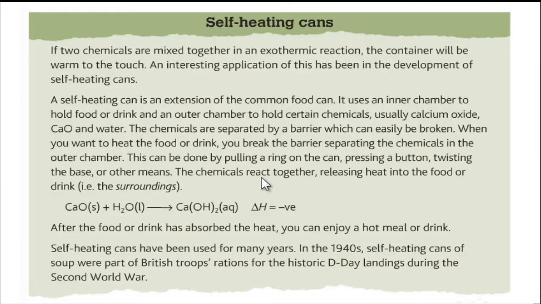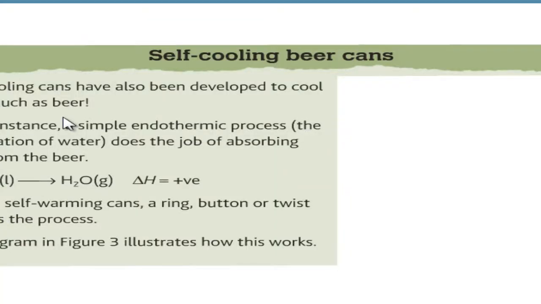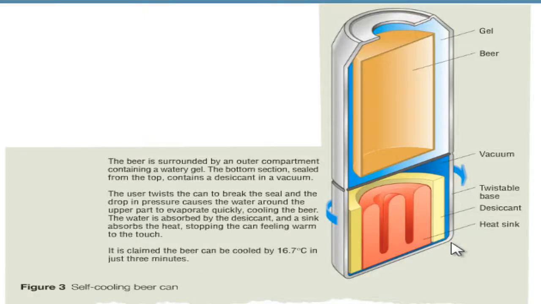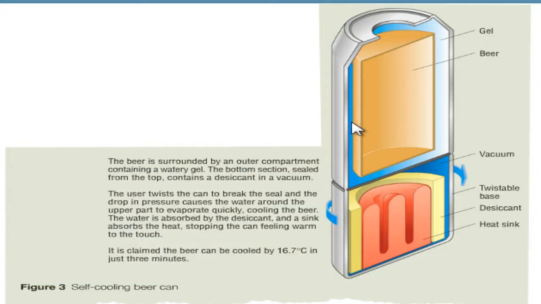Now if you have a look at this one, this is a heating reaction, or an exothermic reaction, and the formation of calcium hydroxide can produce heat, and that's how self-heating cans are used in the war. So self-cooling cans have the opposite effect. They cool down beer. So let's have a quick look at the diagram. So the cooling gel just cools the beer down to a reasonable temperature, so you can enjoy it.